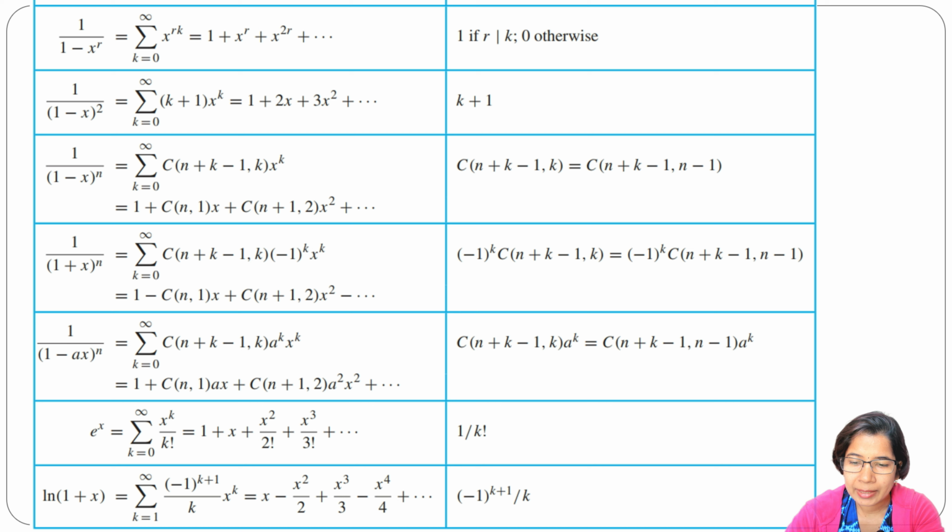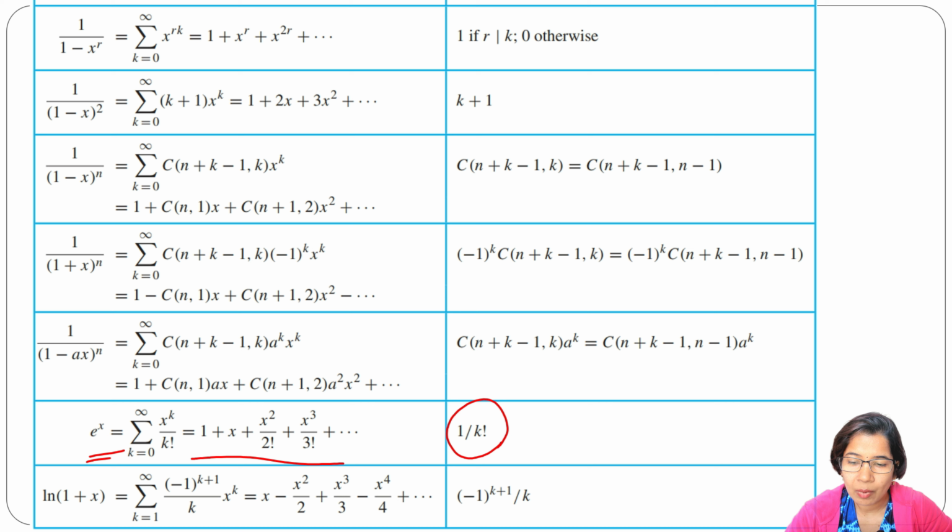Next, e^x equals summation of k equals 0 to infinity x^k divide k factorial equals 1 + x + x^2 divide 2 factorial + x^3 divide 3 factorial. Like this it will continue. So here a_k equals 1 divide k factorial and this value equals e^x. So 1 + x + x^2 by 2 factorial + x^3 by 3 factorial + x^4 by 4 factorial + x^5 by 5 factorial till infinity. That sequence is equivalent to e^x.